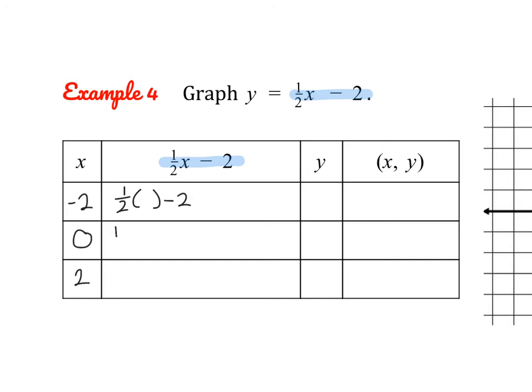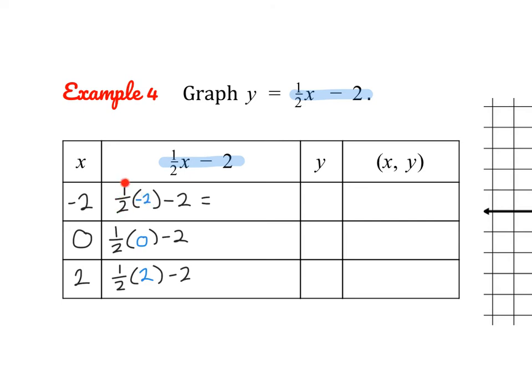So I'm going to take out x, and then I'm going to substitute the values we picked. So we picked negative 2, 0, and positive 2. Now I want to remind you that when you're multiplying to a fraction, you multiply to the numerator and then you just divide by the denominator. And you could do this in whatever order you want.